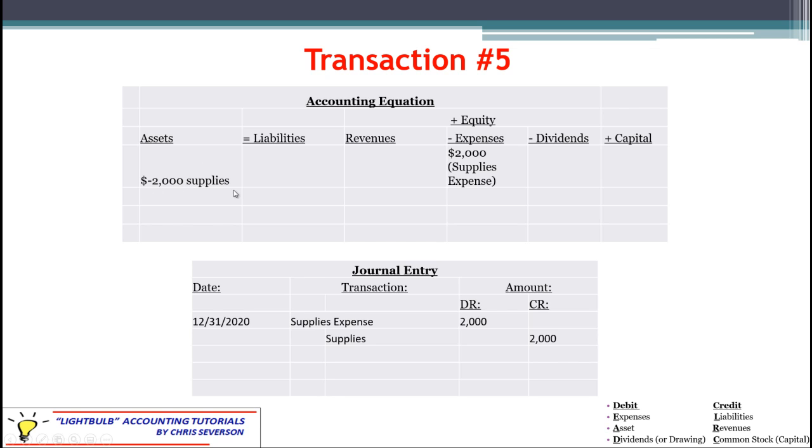So we have a decrease to supplies, we're using them up, and an increase to supplies expense, which in turn decreases equity. So we want to decrease an asset, increase an expense. We increase the expense with its normal balance, the debit. We decrease the asset with the opposite of its normal balance, so that would be a credit. Debit supplies expense for $2,000. Credit supplies asset for $2,000.